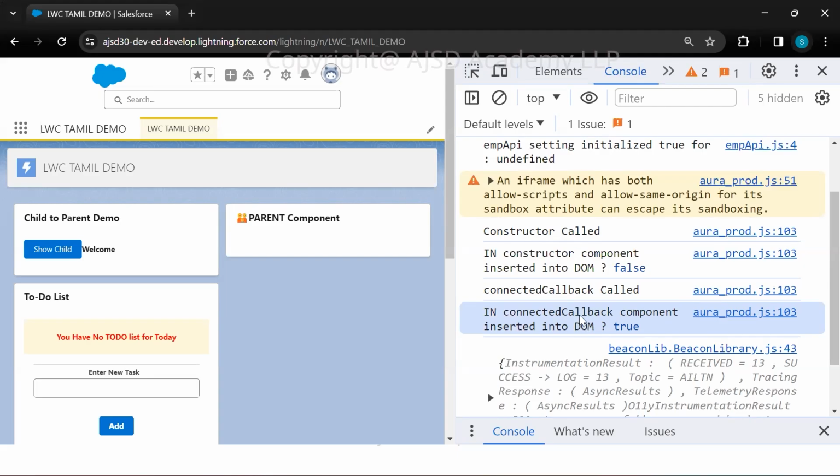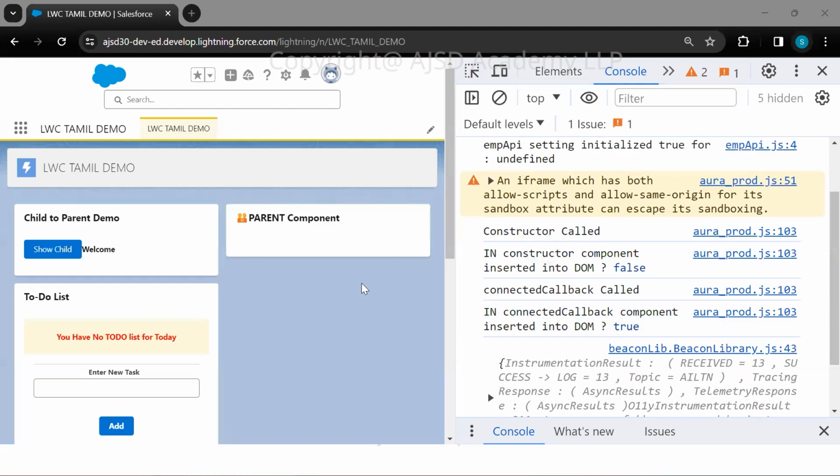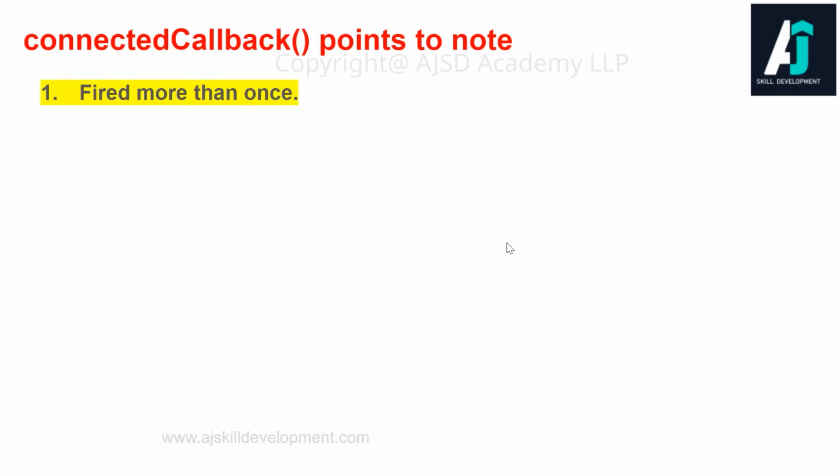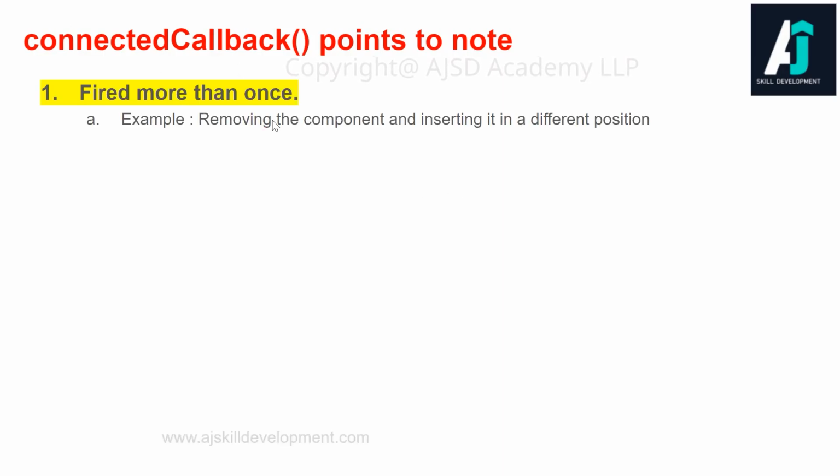So you can do some kind of initialization tasks here. This is the concept. Let us go back to the slides now. We have a few more points to discuss in connectedCallback. If you see here, connectedCallback can be fired more than once. Once the component is mounted on your screen, it will be called only once. But once you unmount, once you remove the component and place it somewhere else, at that point the connectedCallback will be triggered again. You have to make a note of that point.